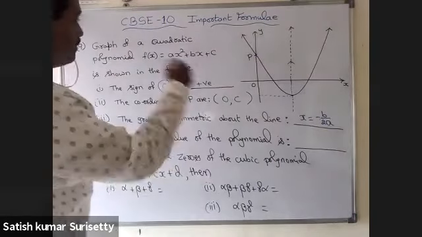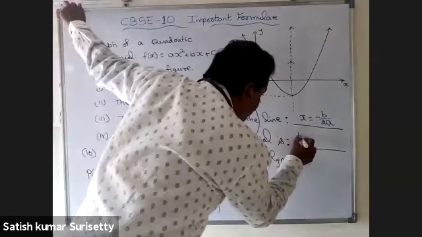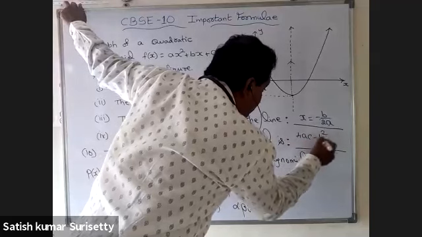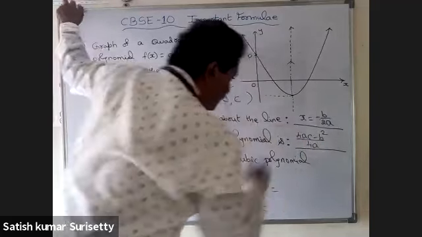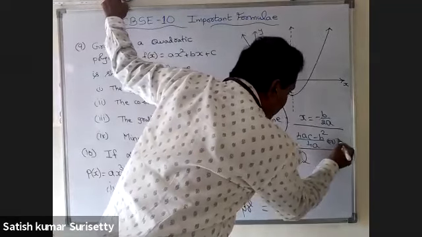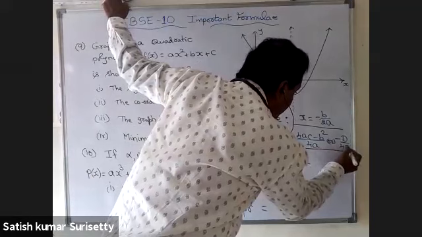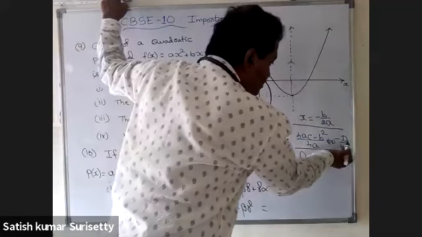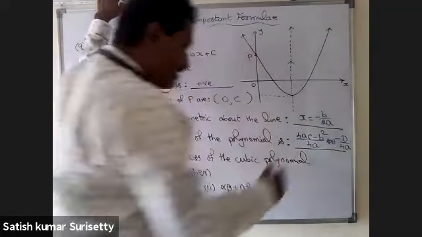So when you simplify, it will be 4ac minus b square upon 4a. Or we can write using the discriminant formula, minus D upon 4a, where D corresponds to the discriminant of the quadratic, that is b square minus 4ac.